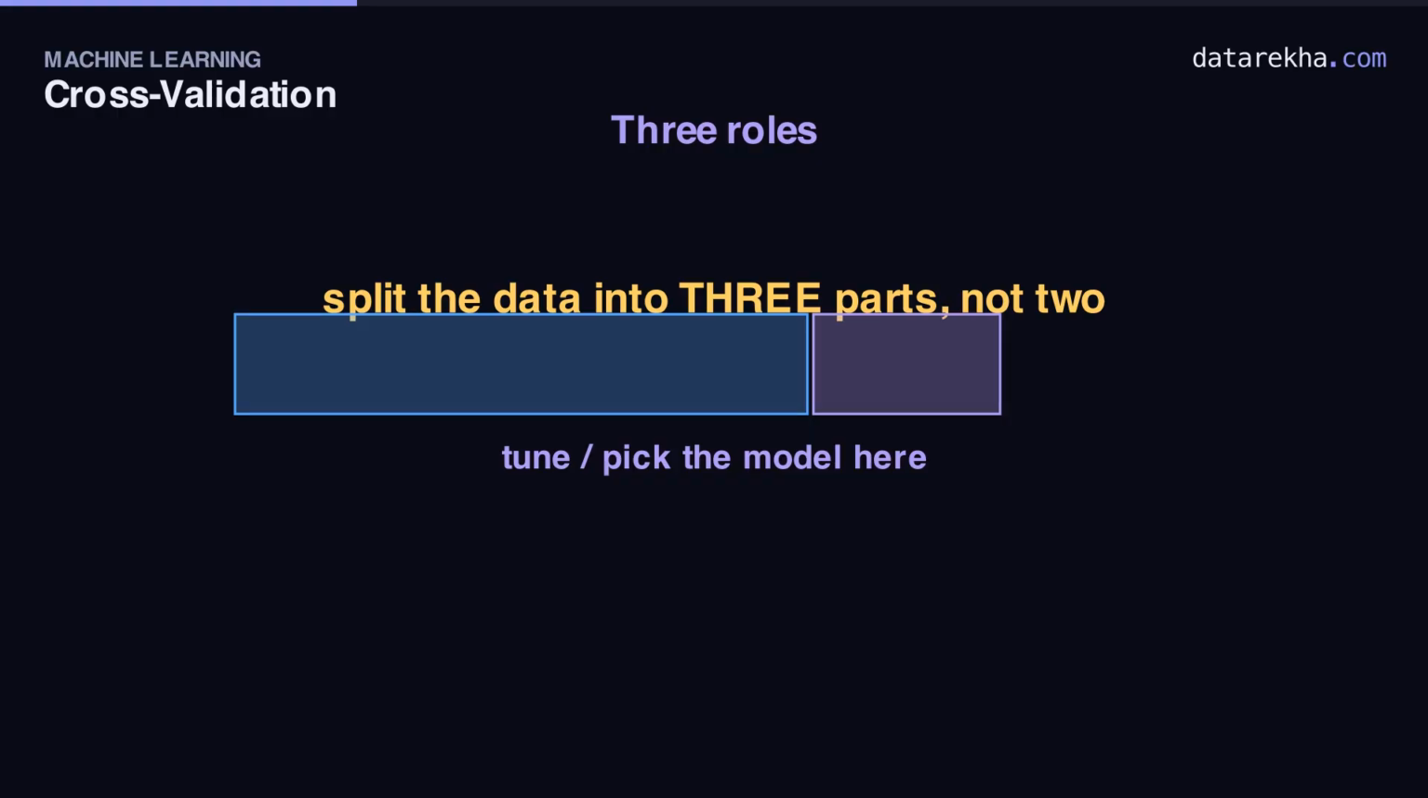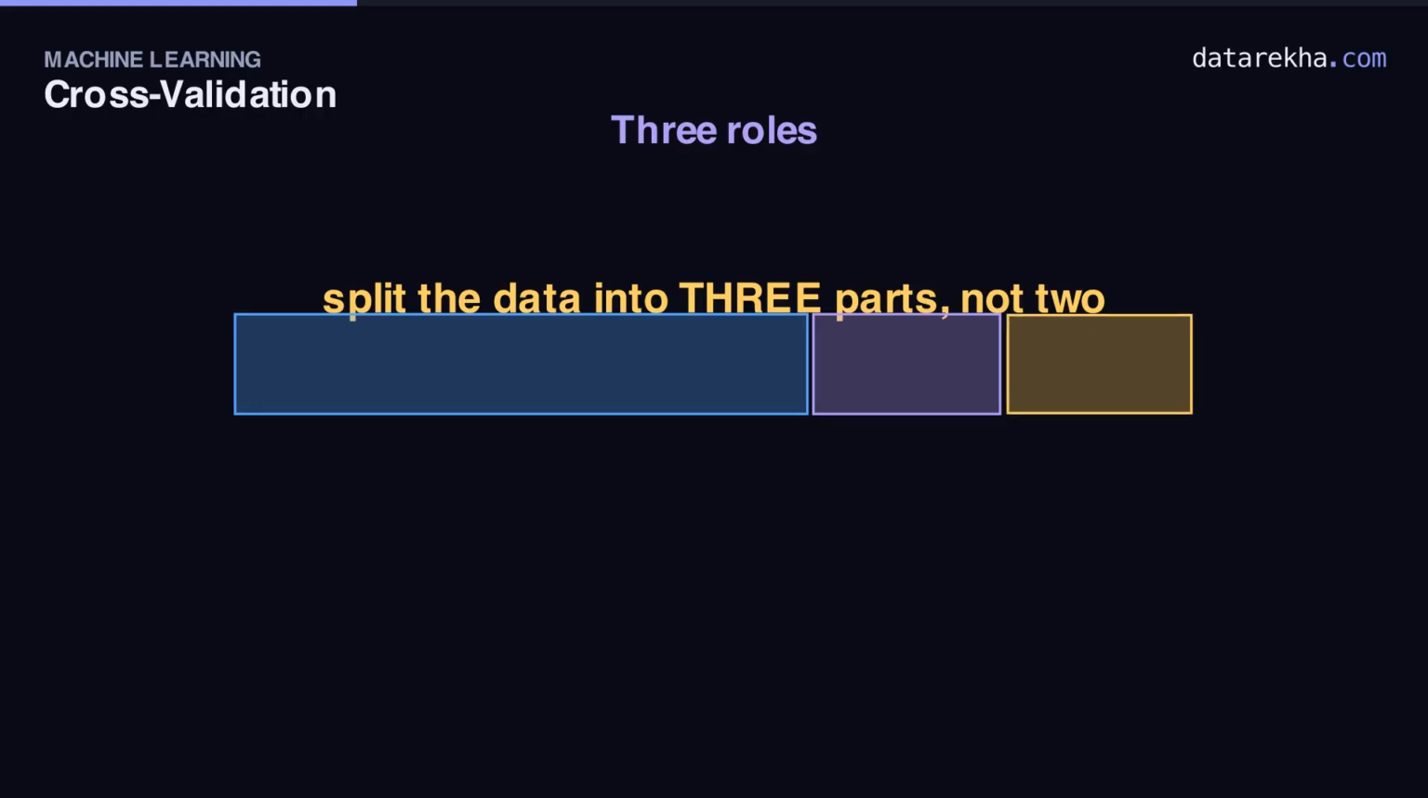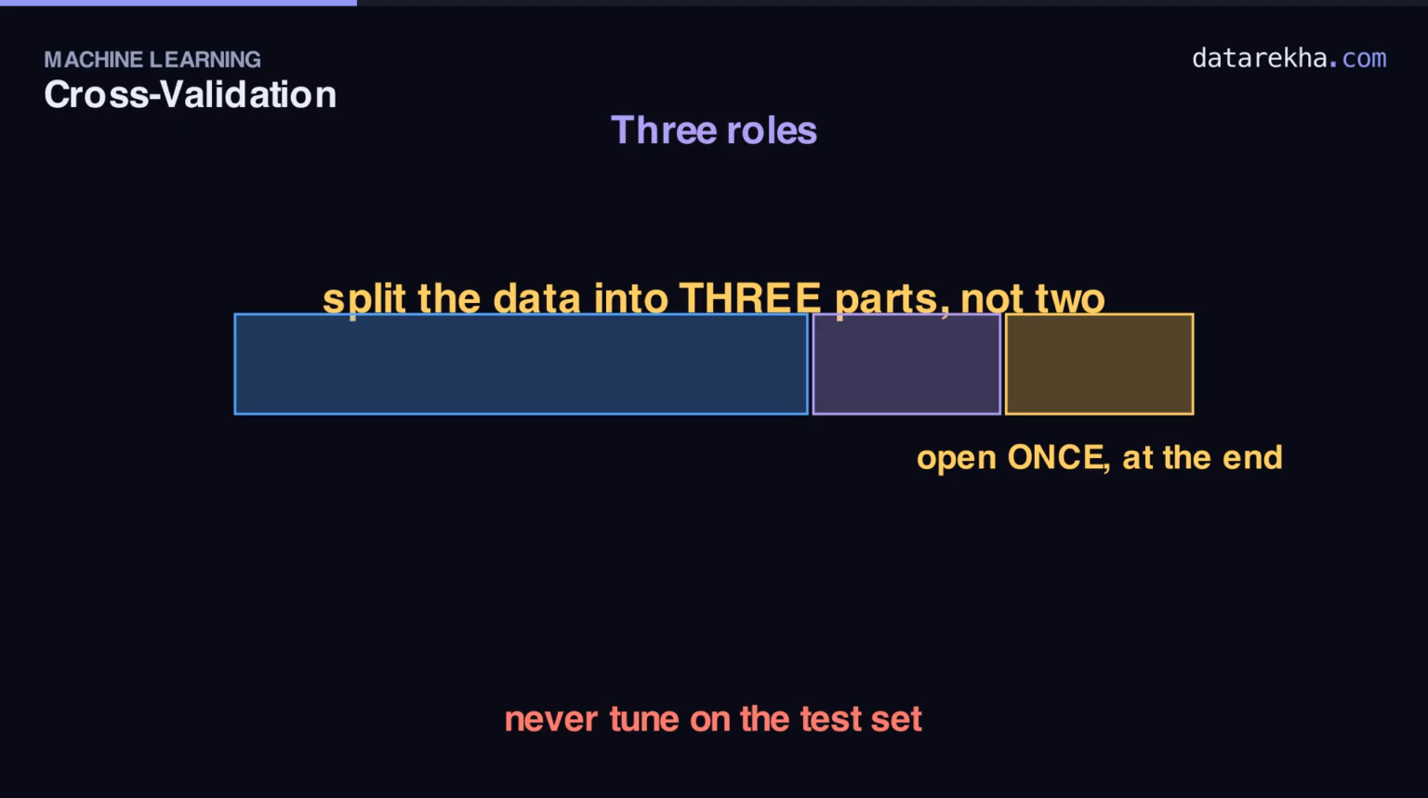You look at it many times while developing. And the last slice is the test set. This one is sacred. You lock it away and open it exactly once. At the very end, for a single unbiased estimate of real-world performance. Tune on it, even a little, and it stops being honest. Cross-validation lives inside the validation job. It's a smarter, sturdier way to do that middle step, squeezing far more out of your data than a single fixed validation slice ever could. The test set sits untouched the whole time.